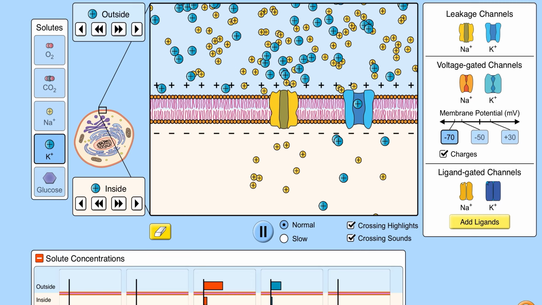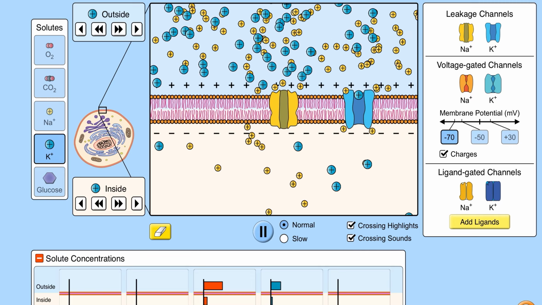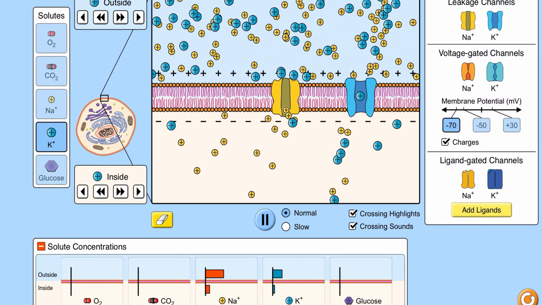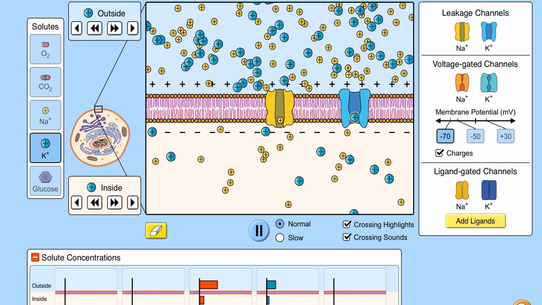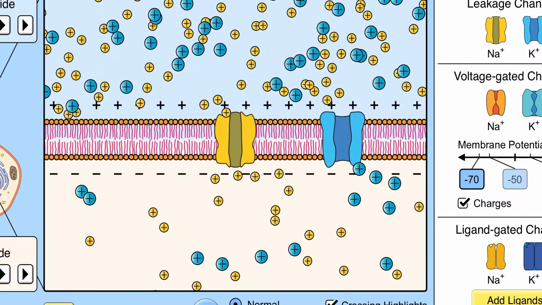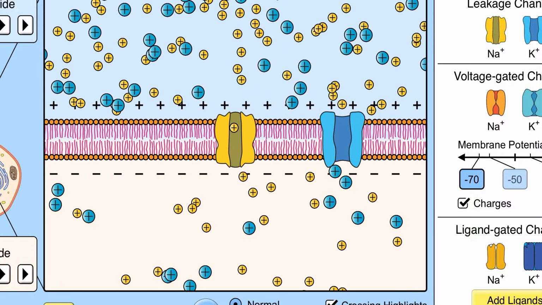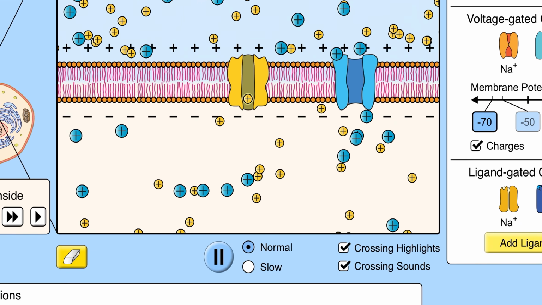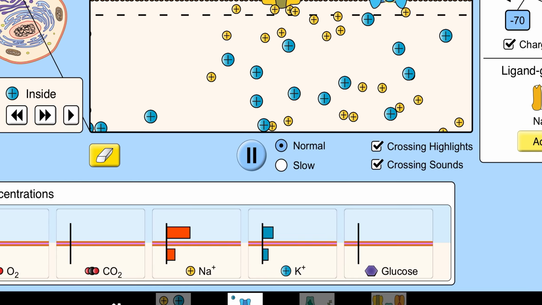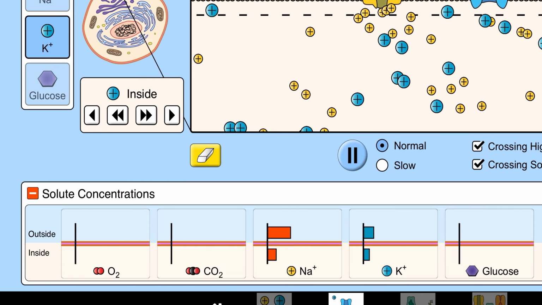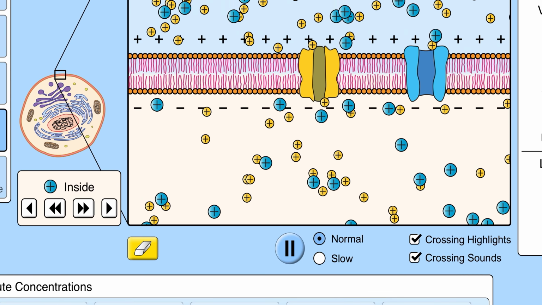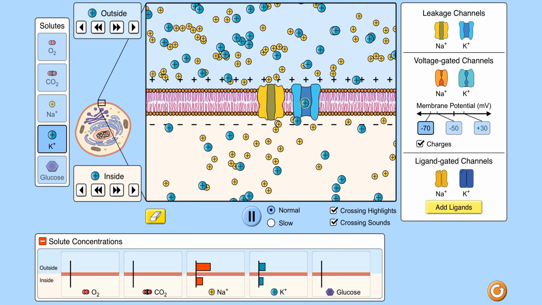Because this is passive transport, the molecules want to move from higher concentration to the area of lower concentration. Here higher concentration is outside the cell and lower is inside the cell. Watch them carefully move down their concentration gradient through the leakage channel into the cell. No ATP is required here, so it's a passive movement. Here you can see the solute concentration of sodium ion and potassium ion.